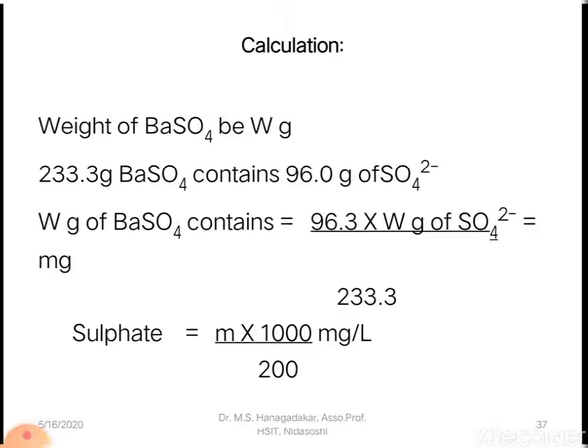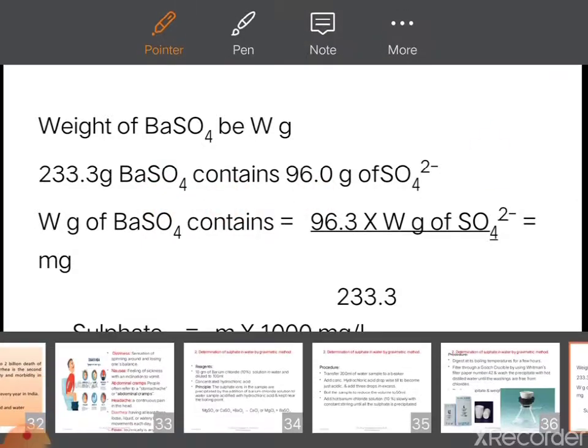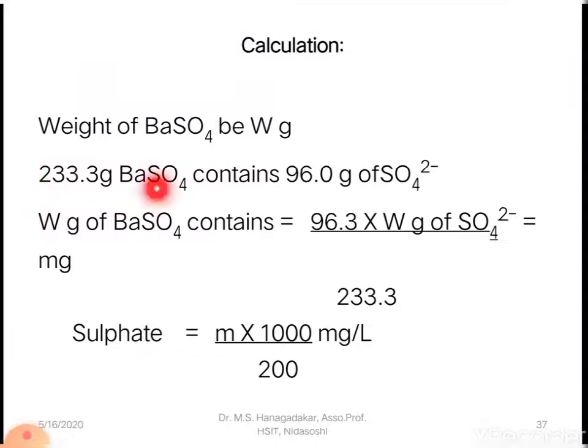Here the calculation part follows like this. The weight of barium sulfate will be W gram. Friends, 233.3 gram of barium sulfate contains 96 gram of sulfate ions. It means 233.3 is the molecular weight of barium sulfate, and it contains 96 gram of sulfate, which is the molecular weight of the sulfate ion.